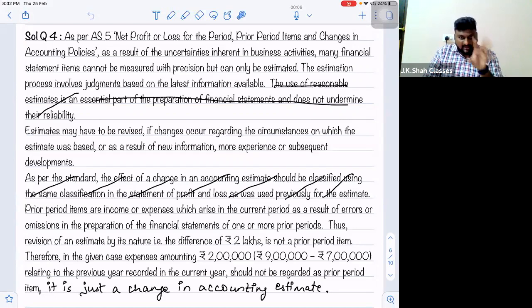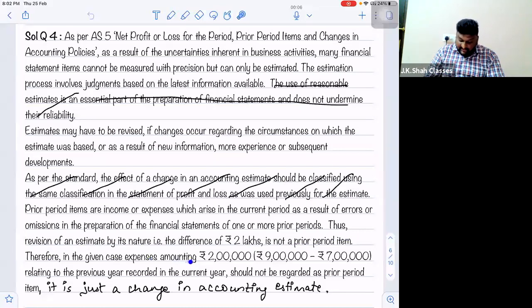So they're specifically focusing that this 2 lakh is prior period. So I have to first define prior period also. Now comes the given situation. Thus, the revision of an estimate by its nature, that is the difference of 2 lakhs, is not a prior period item because it's an exception to prior period item. So never treated as a prior period item.